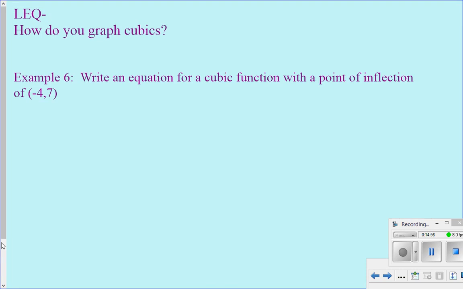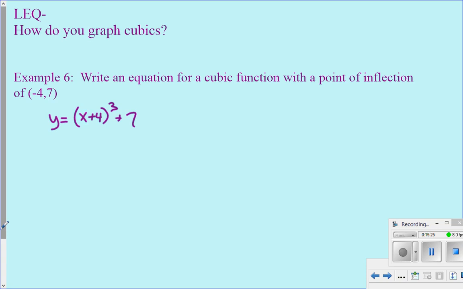Next, same idea. This time I just gave you the point though. It does not give you a second point. So realize that means that we can assume the a value is again just 1. We would be given another point and told to find the exact equation if the graph had been vertically stretched or compressed. So just x subtracting -4 gives me x plus 4, the quantity cubed, and then plus 7. That's the equation for our cubic.